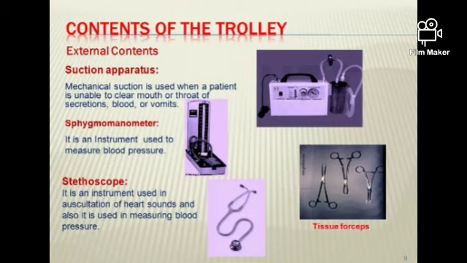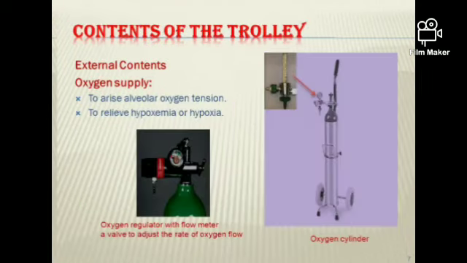Next, these are the suction apparatus, we have the stethoscope which is required. Next, you require the IV tubes, oxygen cylinders, BP apparatus, tissue forceps, and all these things will be kept in the external cabinet, not inside the drawer, so that we can utilize them immediately in emergencies.